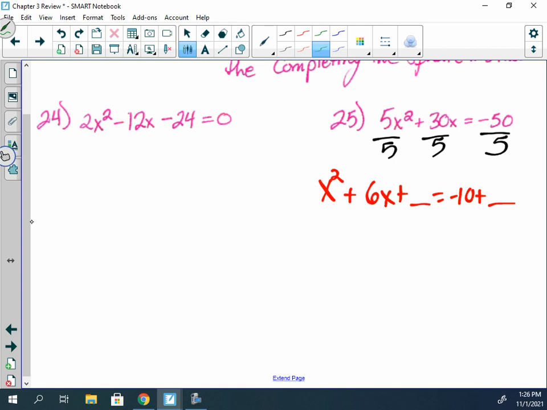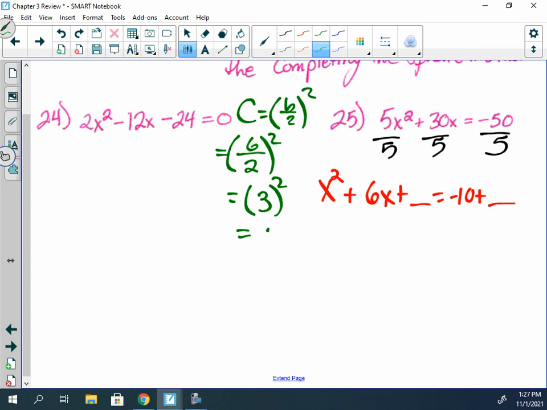The next thing is to find the value of C. Well, c is our b over 2 squared. And for this problem here, the value of b is 6, because we're looking for just the number in front of x. Well, 6 divided by 2 is 3, and 3 squared is 9. So we'll plug 9 back in for c in both of our places here.